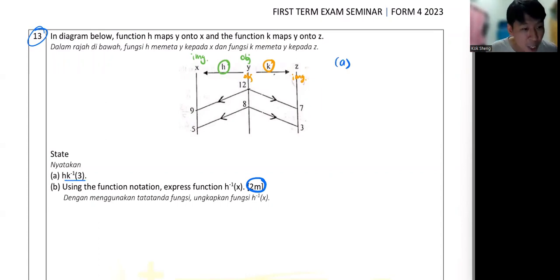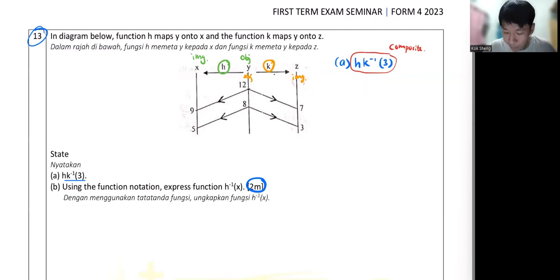A needs us to state hk⁻¹(3). So this is the one that we mentioned just now. This whole thing is your composite function. Okay, h and k together, the composite function.